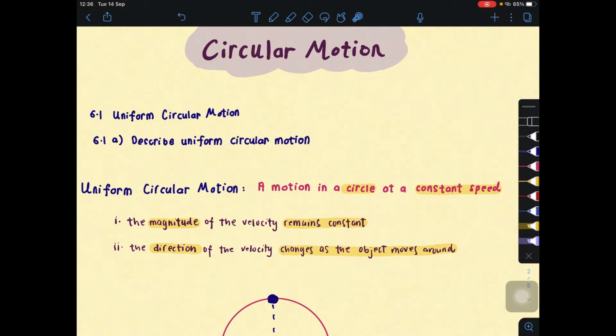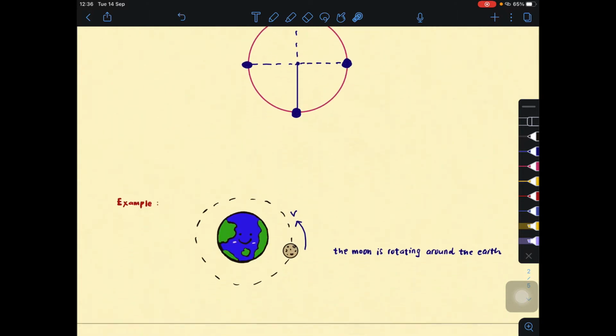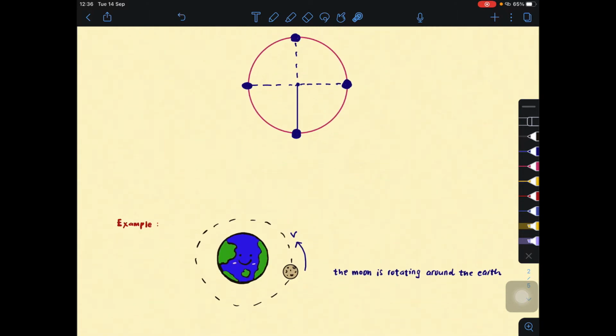So circular motion, kita tahu dia adalah motion in circle sebab nama dia circular. So dia mesti motion in circle and at constant speed. Okay, ni adalah keyword dia, at constant speed. Sebagai contoh, kita boleh tengok dekat pergerakan bulan mengelilingi bumi. So the moon is rotating around the earth at constant speed in a circular motion. Ada banyak lagi contoh lain untuk circular motion tu kita akan tengok dekat dalam example calculation nanti.